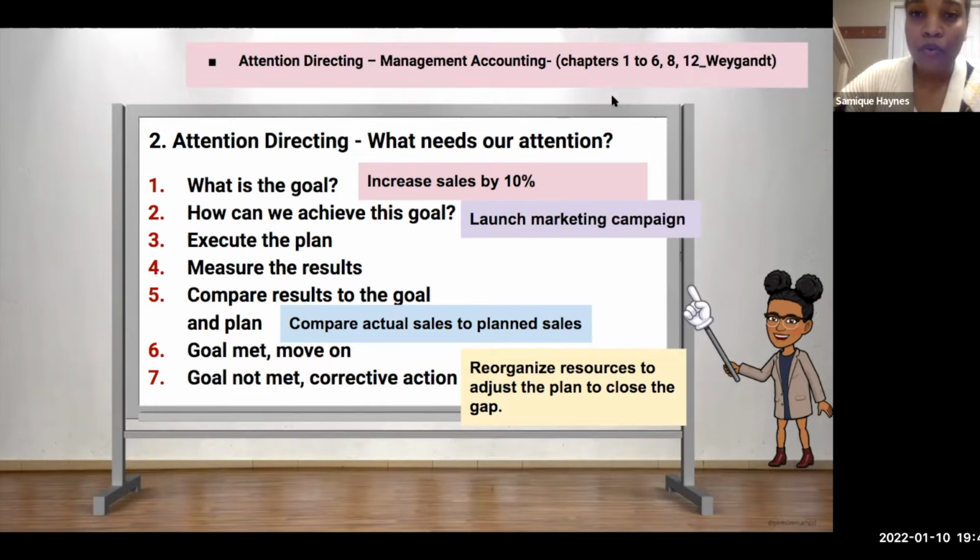So what needs our attention? In this role, we look at the results to find out what we can do differently next time. How can we reorganize the resources and adjust the plan so that we can close that gap? That gap meaning between actual sales and planned sales. How do we close that gap so we can get closer to our goal of increasing sales by 10%? So attention directing: where do we focus our attention?